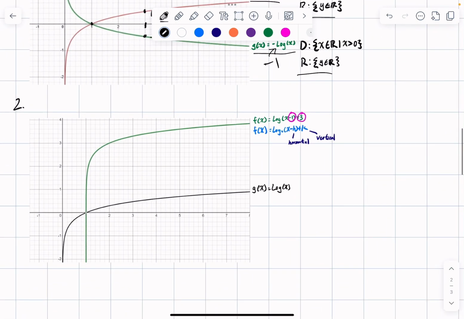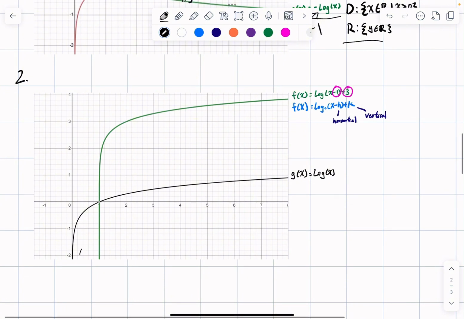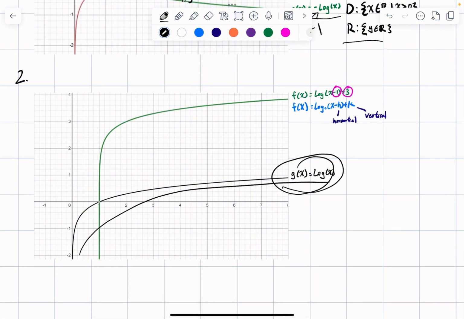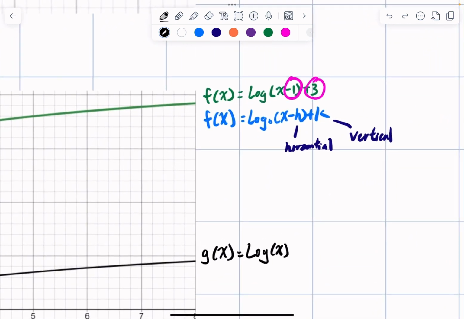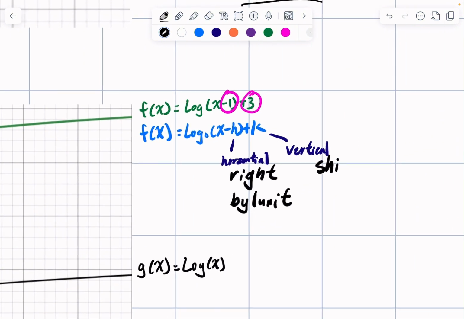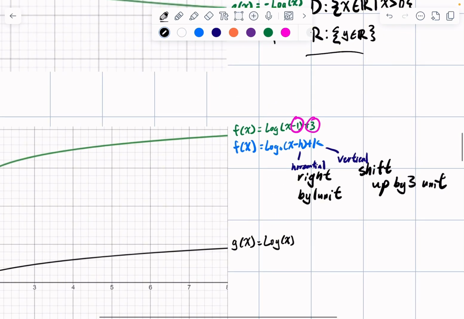So for number 2, as you can see, we also have the original function over here, and for the new function, we have added a horizontal shift right by 1 unit and a vertical shift up by 3 units. And the equation now is log(x - 1) + 3.